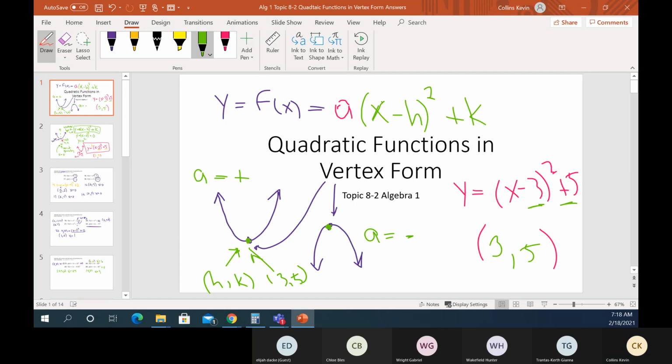And by the same token, if they gave you this for a vertex point, you could put it into vertex form by setting it up like this, switching the sign on him, and leaving him alone. But it's always going to be f of x or y equals some version of x squared, and then just an extra number tacked on. So that's vertex form in a nutshell.